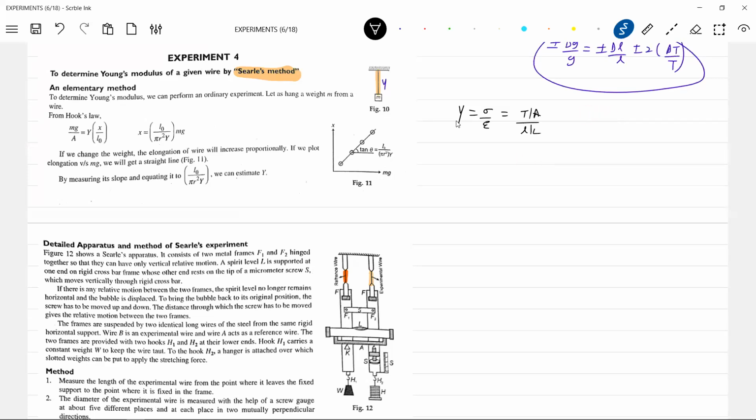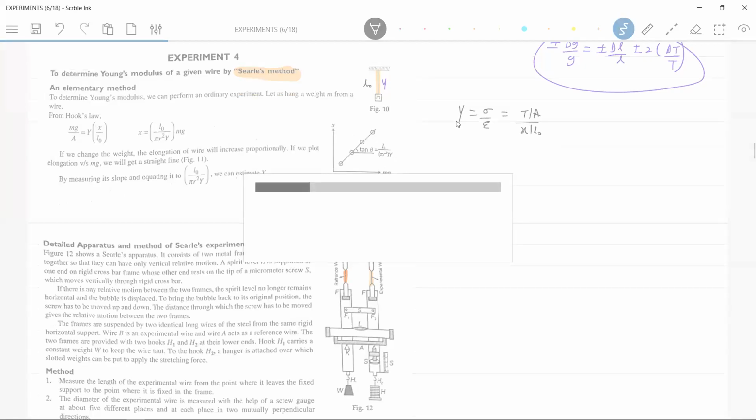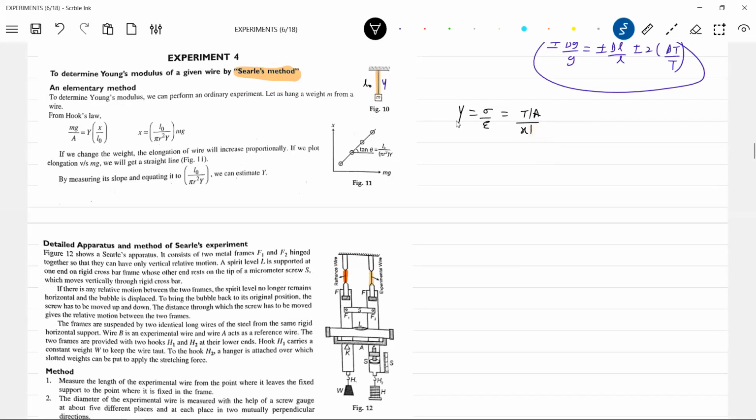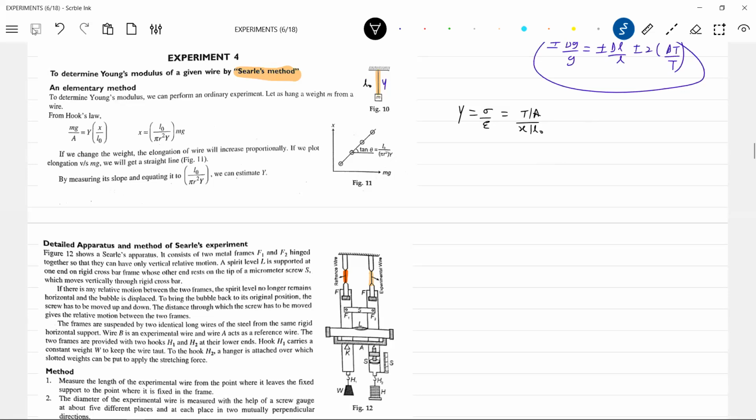Already I think it is written. What is x? X is the elongation. So let me use the same symbols: x, and this is the length L naught. Already the first diagram is there. Why I'm bringing this diagram is that it is something we are supposed to think and analyze.